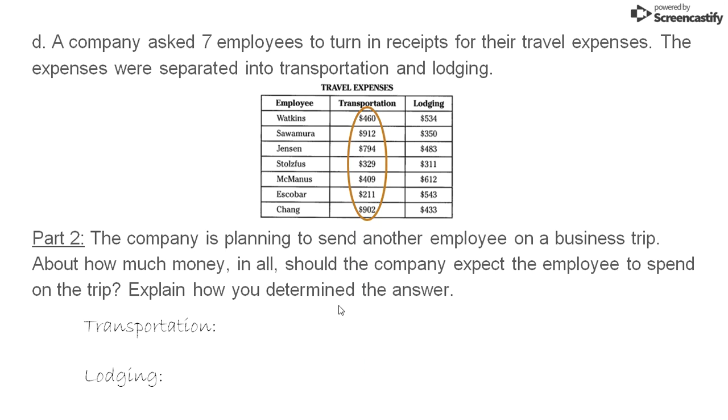We add all these together, and using your calculator, you can figure out that when we add them together, it is $4,017 divided by these 7 employees. And you get that transportation on average costs about $573.86. Lodging, again, we have to take them all, add them together, and we get a total of $3,266 divided by the 7 employees gets you about a total of $466.57. So that is how much the averages are separately.